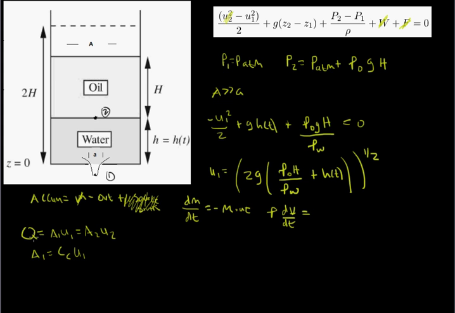Then we can plug that in up here, and we can say that Q is equal to CC multiplied by lowercase a. Sorry, let me go back. So A1 is equal to CC lowercase a, so that Q is equal to CC lowercase a U1. So this is our Q, and we know that the mass leaving the system is going to equal a negative rho multiplied by CC lowercase a U1. So the rhos will cancel.